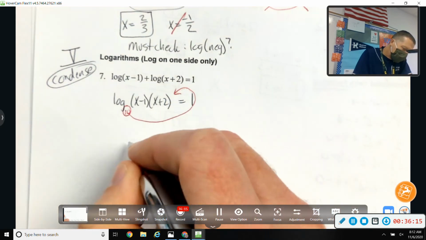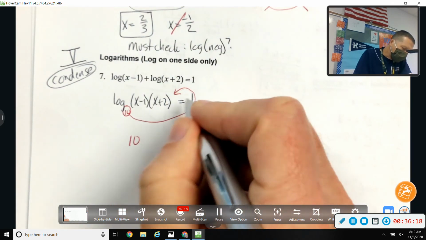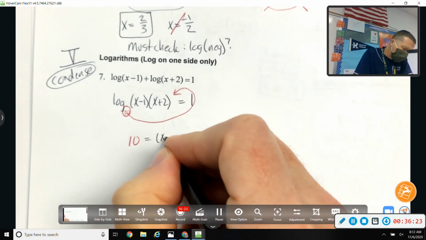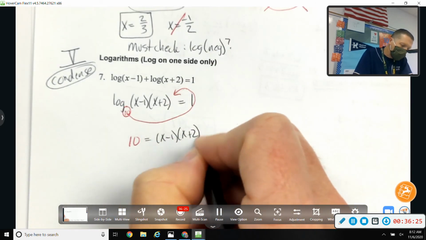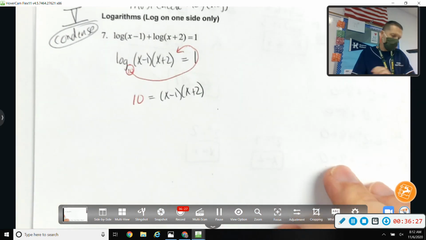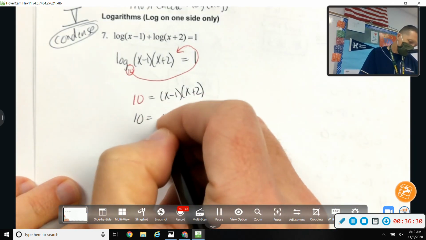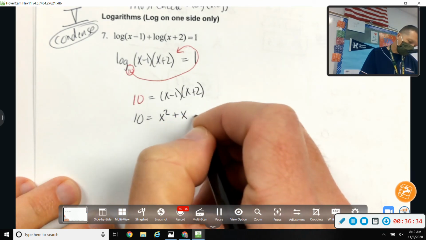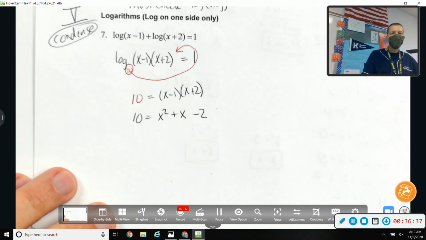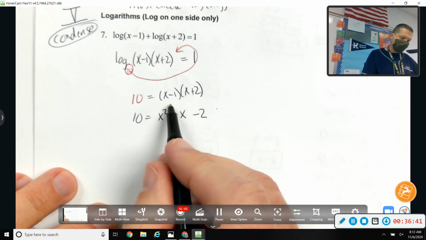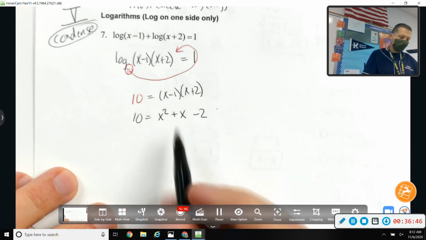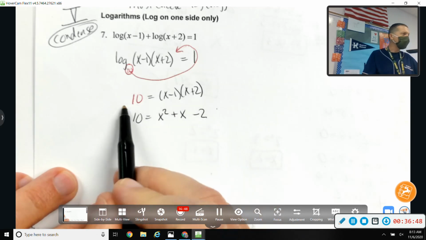So 10 to the first equals x minus 1 times x plus 2. X squared, let's see, plus x minus 2. Don't factor and set it. Setting the factors equal to the other side only works if the other side is 0. So don't tell me x minus 1 equals 10 and x plus 2 equals 10. That's terrible.